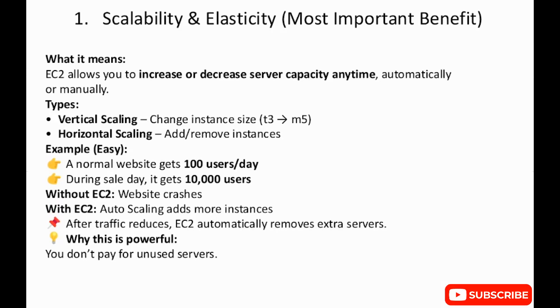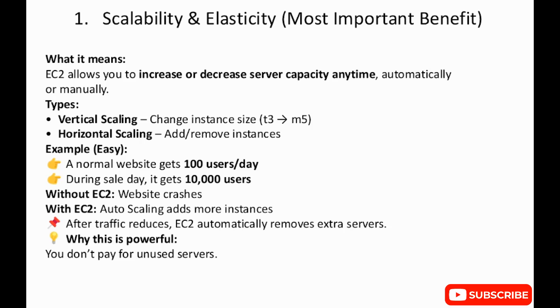So the first one is scalability and elasticity. This is the most important benefit. What it means is that EC2 allows you to increase or decrease server capacity anytime. So this is the elasticity and scalability, the benefit of EC2. Automatically or manually, you can increase or decrease the server capacity anytime. The types are vertical scaling and horizontal scaling.